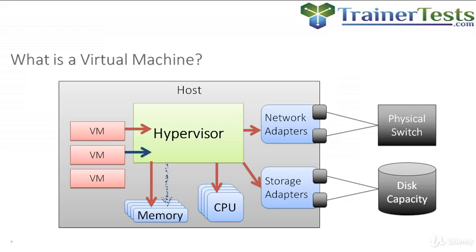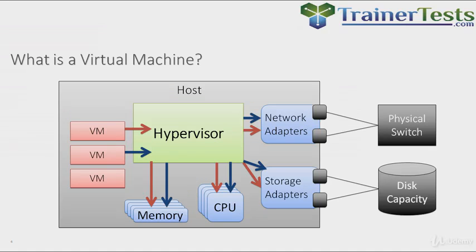And as more virtual machines are created on this hypervisor, they're also sharing that exact same set of physical resources. So that's what the hypervisor controls: how are those resources shared? How are those resources presented to the individual virtual machines?